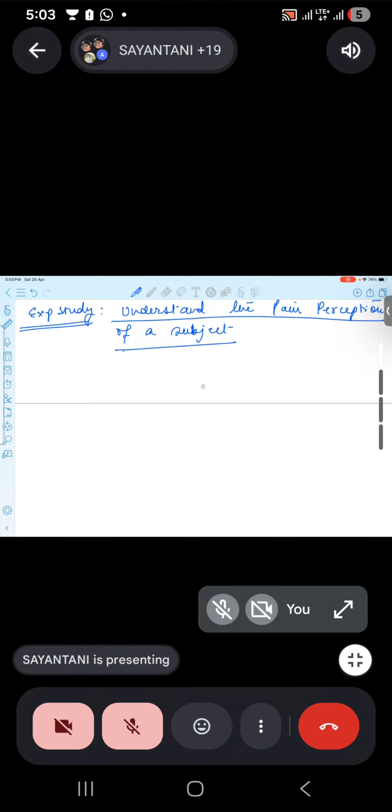Okay. Now, in the experiment that has been performed in our AI lab, we had three types of stimuli.